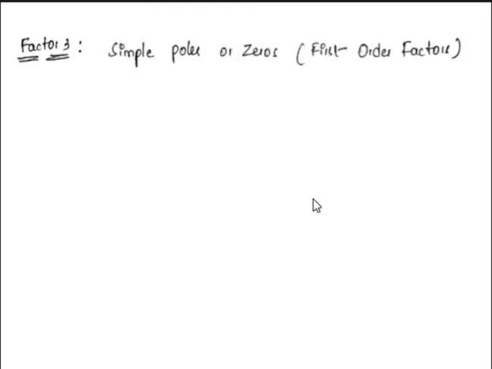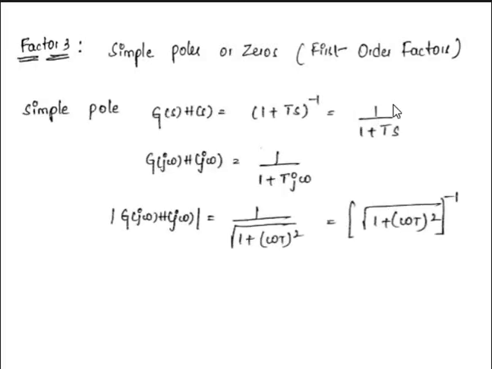That means zeros other than origin and poles other than origin. So if the functions are given like this, how can you draw the magnitude and phase plots? Consider the pole: G(s)H(s) is equal to 1 by 1 plus Ts, like this. Now how can you draw the magnitude and phase plots for this?